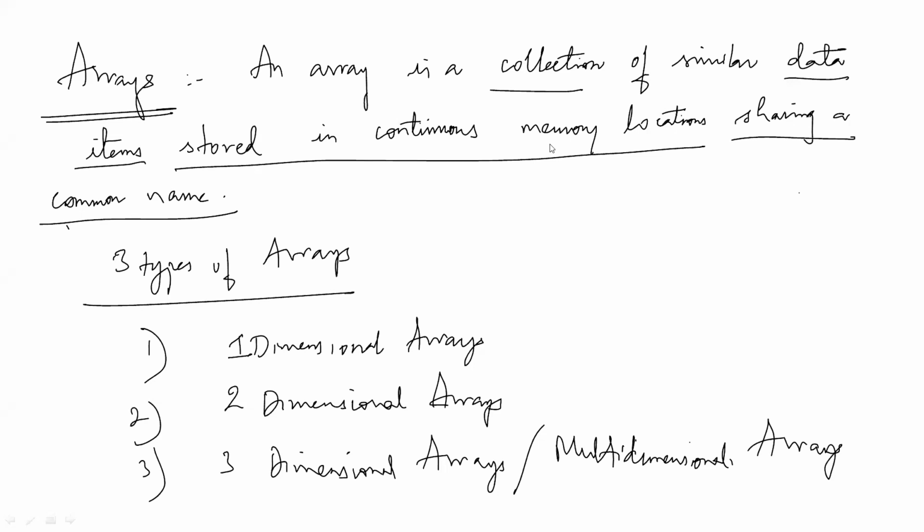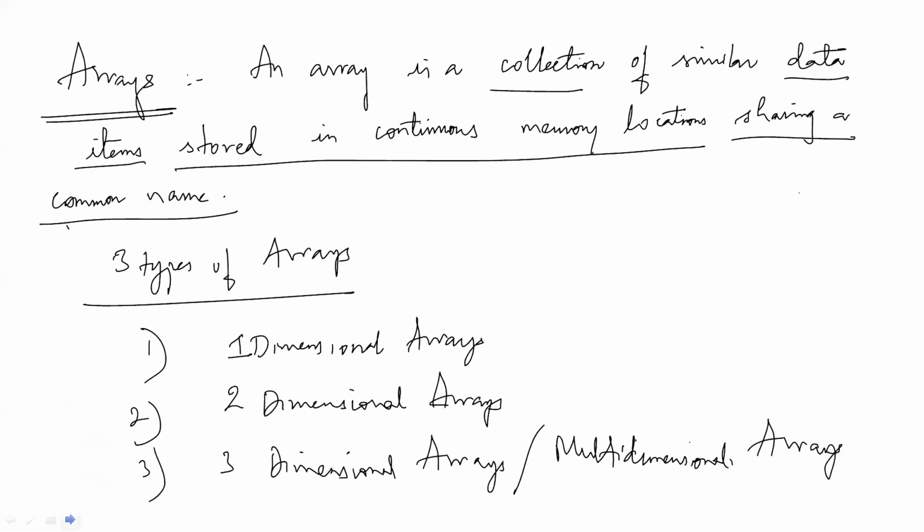So how many types of arrays are there? One-dimensional arrays, two-dimensional arrays, and multi-dimensional arrays. Our concentration will be more on one-dimensional and two-dimensional arrays. So we'll start with one-dimensional arrays. First we have to understand the definition, then convert that definition into the real memory location situation and understand how an array looks.